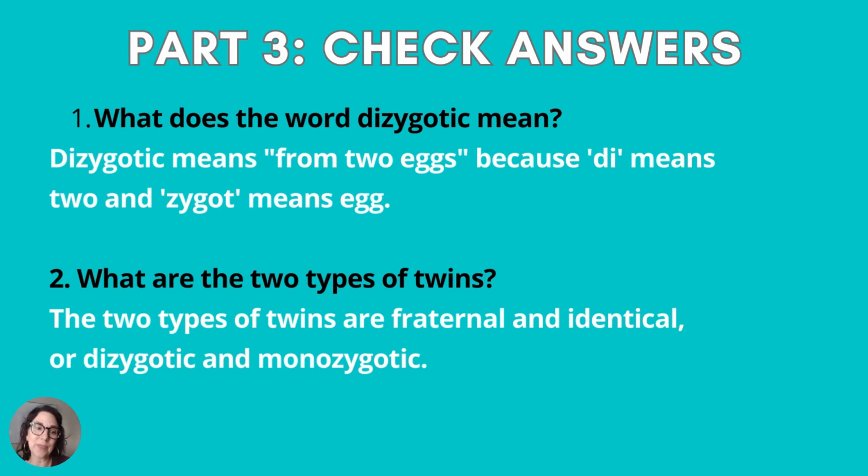Number 2, what are the 2 types of twins? The 2 types of twins are fraternal and identical, or dizygotic and monozygotic. Now, there are a couple of different ways you could answer this. You could also say the 2 types of twins are dizygotic, or fraternal, and monozygotic, or identical.